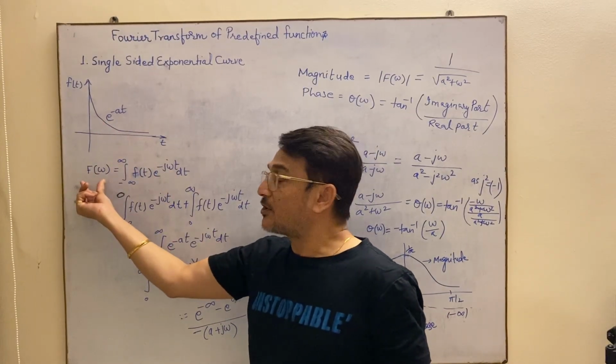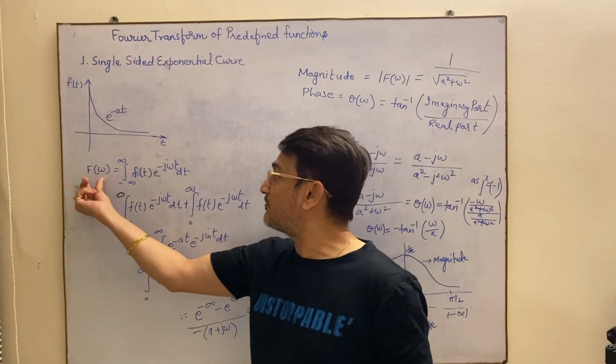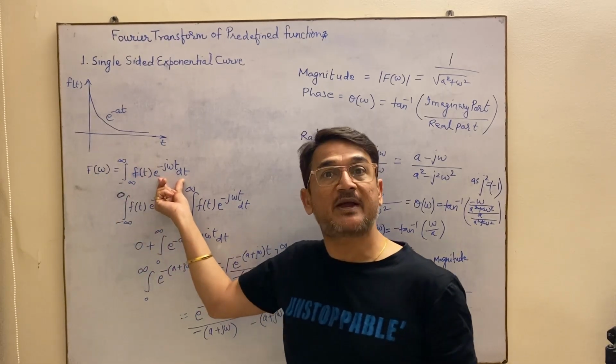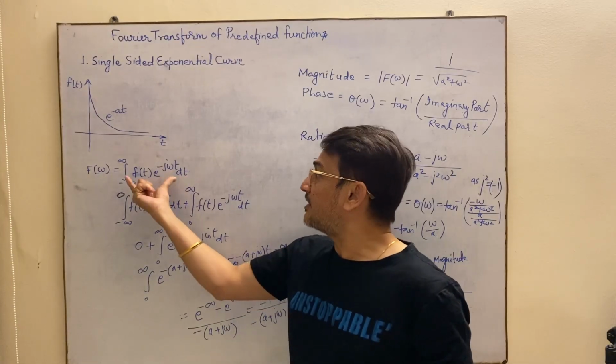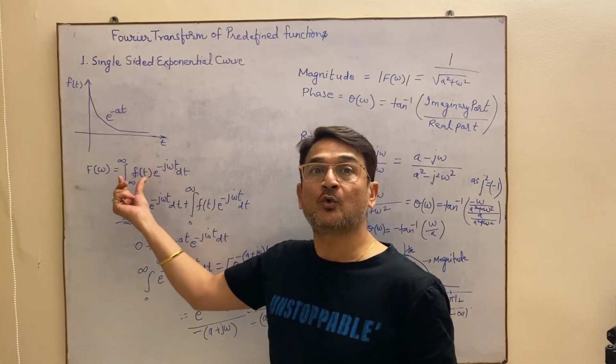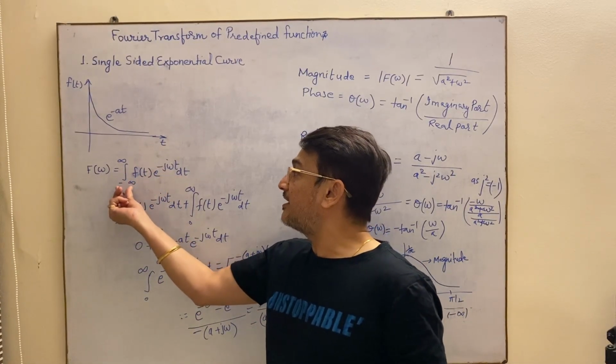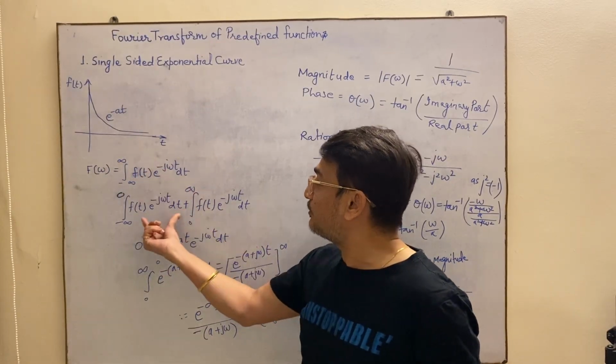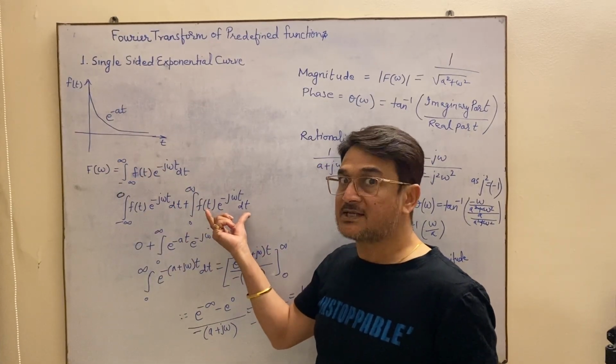So we can define it by e raised to the power minus at. The formula for the Fourier transform, you know, is F of omega equals the integral from minus infinity to infinity of f(t) e raised to the power minus j omega t dt. Now this formula can be divided into two parts. The limit can be divided into minus infinity to 0 and 0 to infinity. The rest of the formula will remain the same.